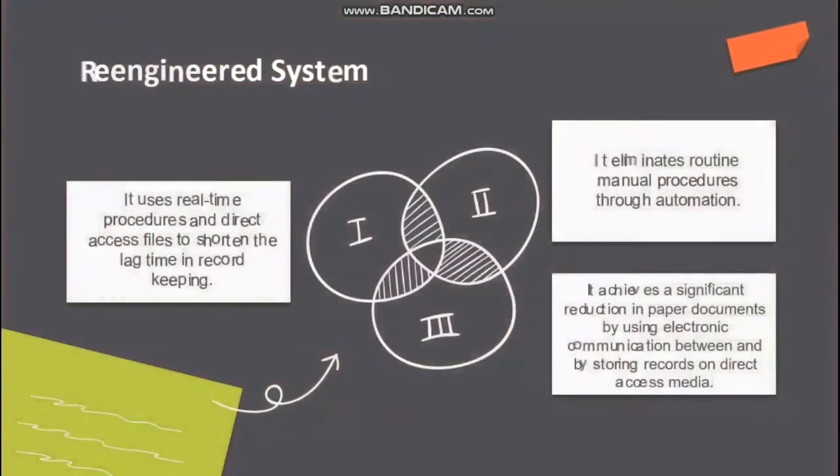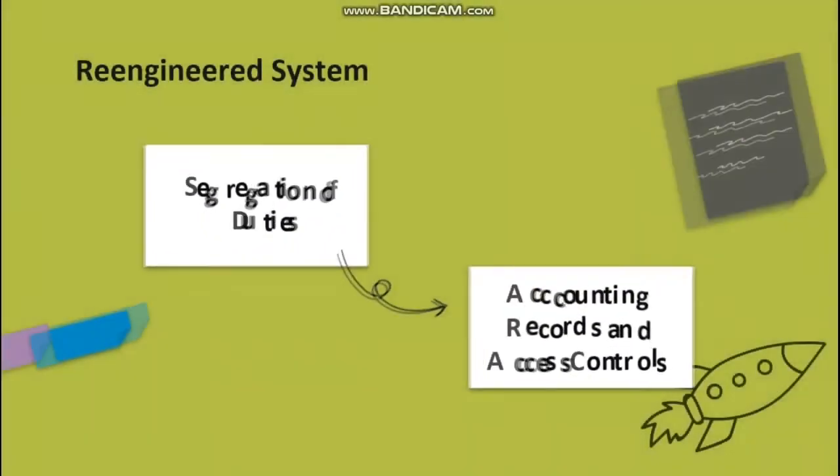On the other hand, the re-engineered system addresses many of the operational weaknesses found in the automated system. Specifically, the improvements in the system are the following. One, it uses real-time procedures and direct access files to shorten the lag time in record keeping. Two, it eliminates routine manual procedures through automation. And three, it achieves a significant reduction in paper documents by using electronic communications between departments and by storing records on direct access media. However, there are still control implications, like segregation of duties.